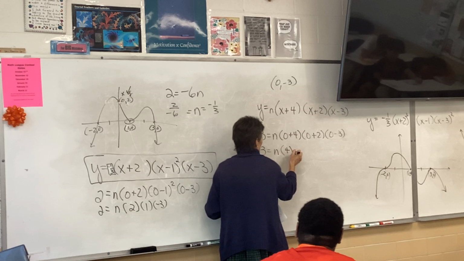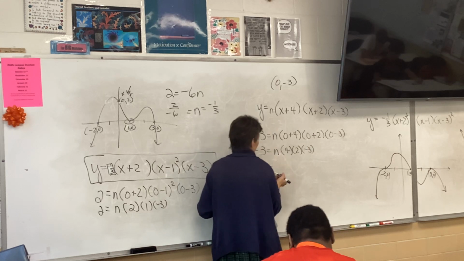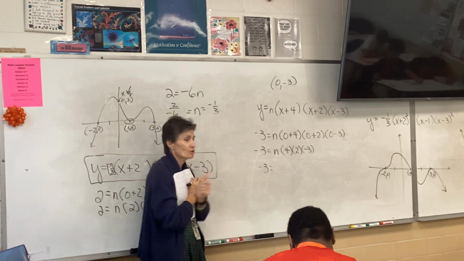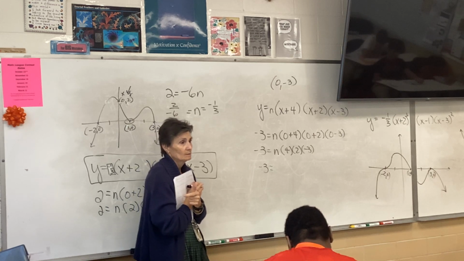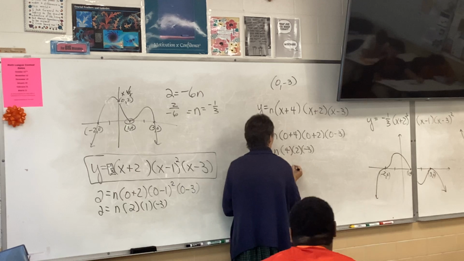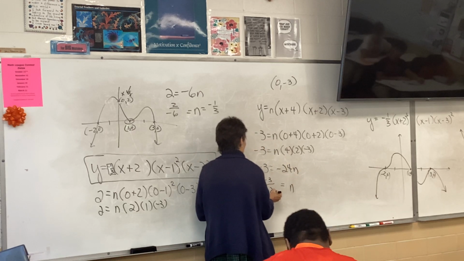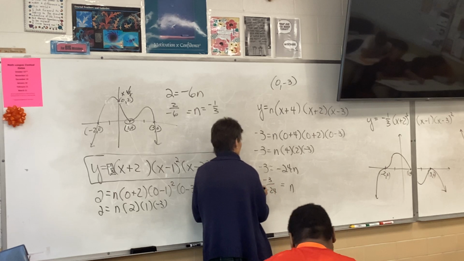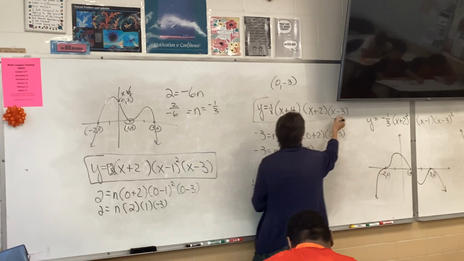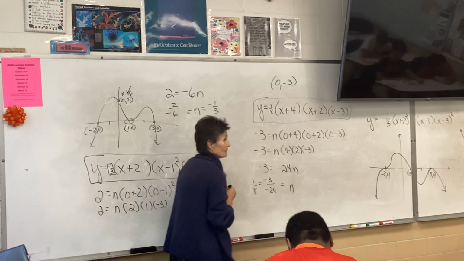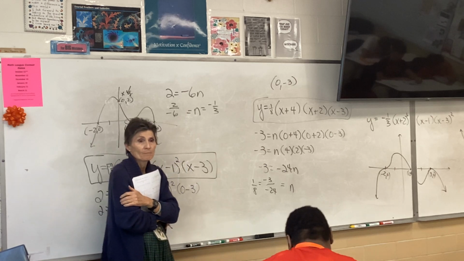So 4 times 2 times -3. That's all multiply. So what is 4 times 2? 8. 8 times -3, -24. That reduces to 1/8. So there's the answer. It's what you wrote originally, but now instead of an n, you're going to put in 1/8.